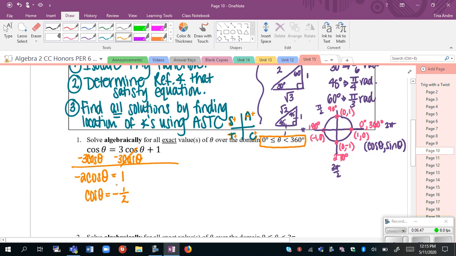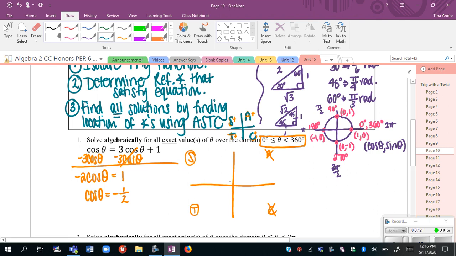Now that I've isolated this, I need to figure out, what reference angle satisfies this equation? Basically, what do I take cosine of and get out negative 1/2? The easiest way to think about this is to think about your 4 quadrants here. First of all, let's think about where these would be located. All students take calculus. We're looking at a negative cosine value. So we know it's not going to be in quadrants 1 or 4 because that's where cosine's positive. So we're looking at quadrants 2 and 3.